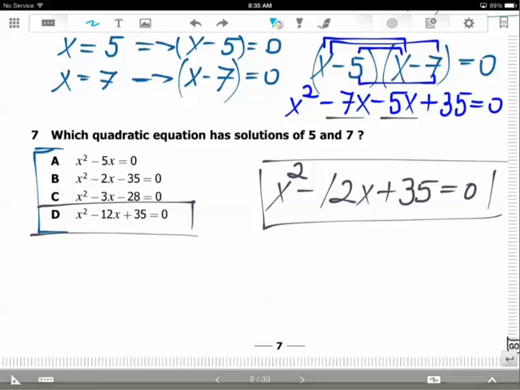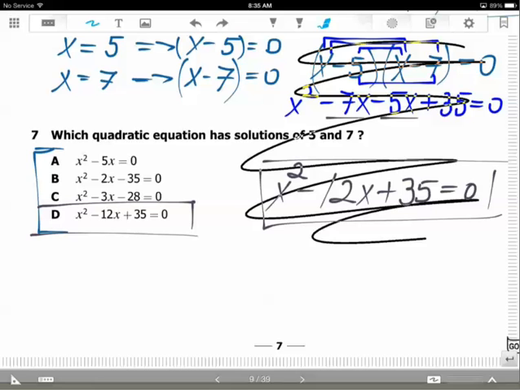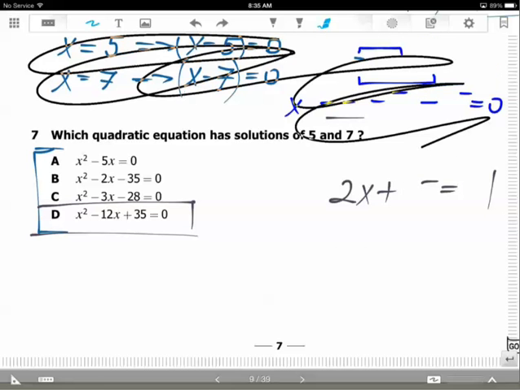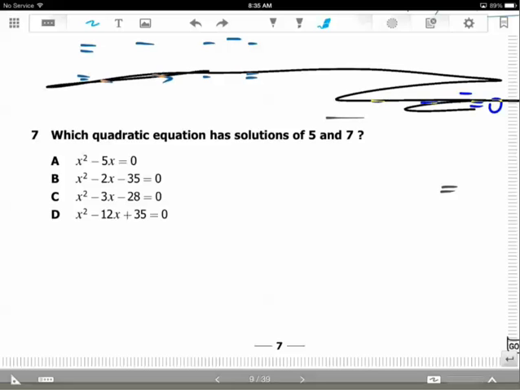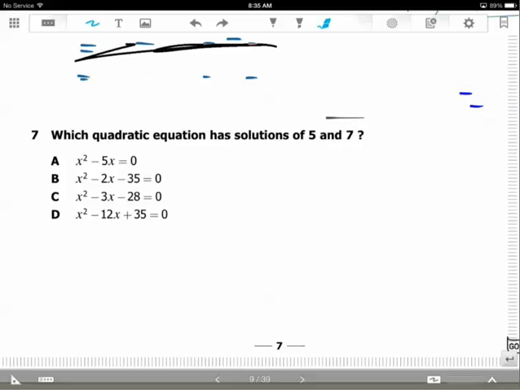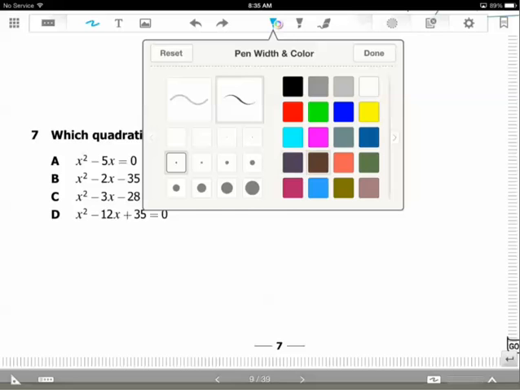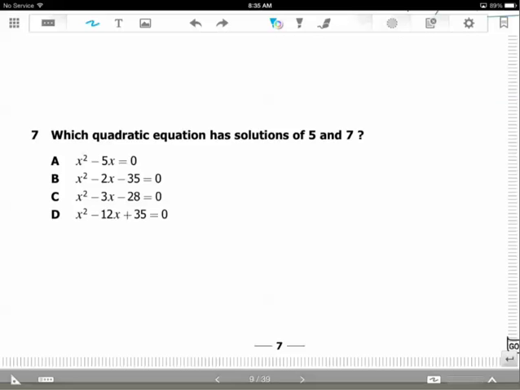Another way will be to take each one of the answers here, right, of the options, and find which one of them has 5 and 7 as solutions. Let's try it that way. And I will start with A, right?